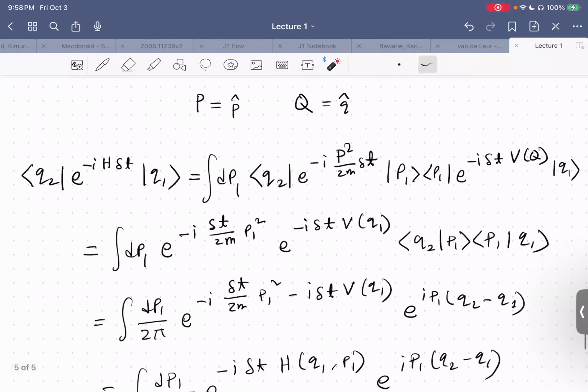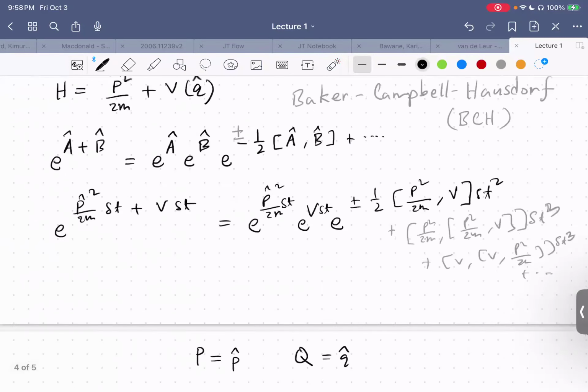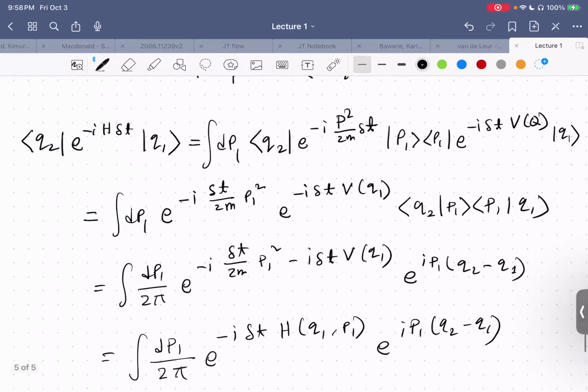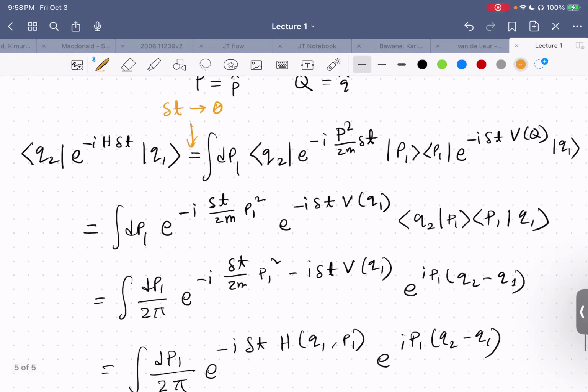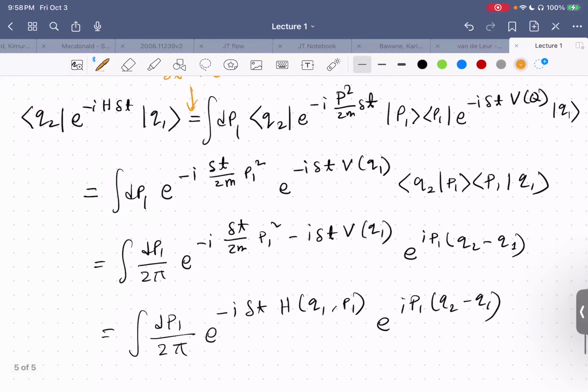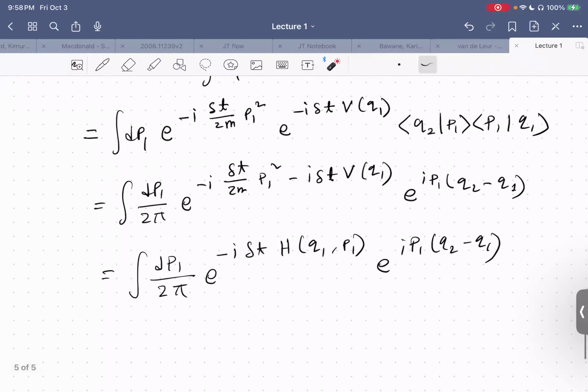And just to make sure that the assumption is clear, this is an equality only when delta t goes to 0. All right. Any questions so far?